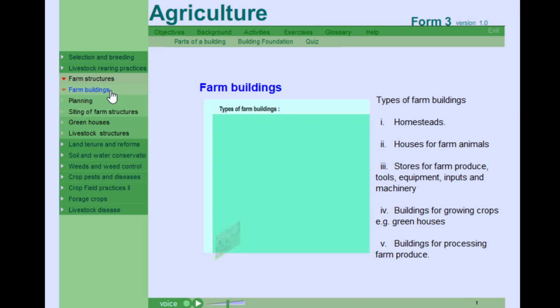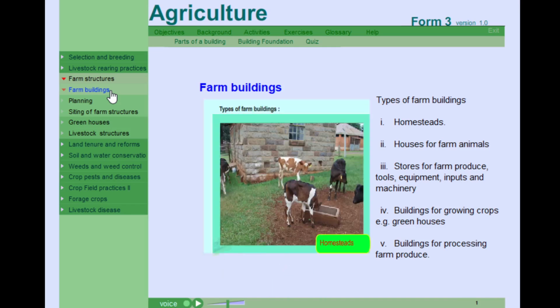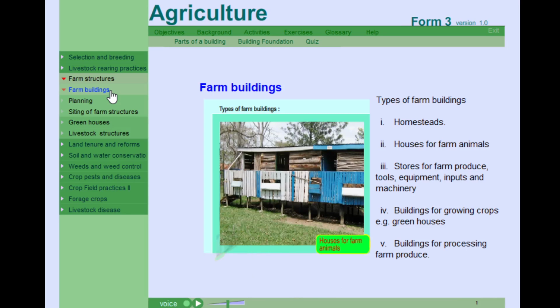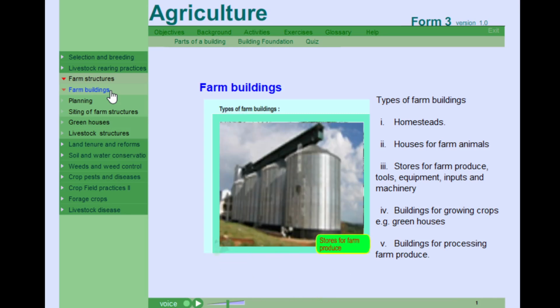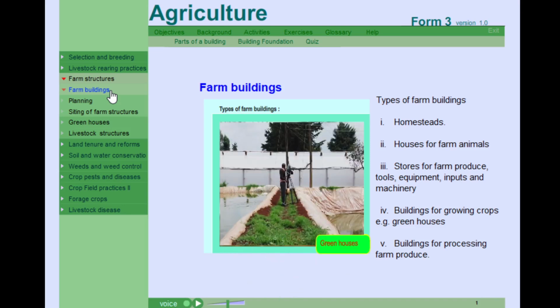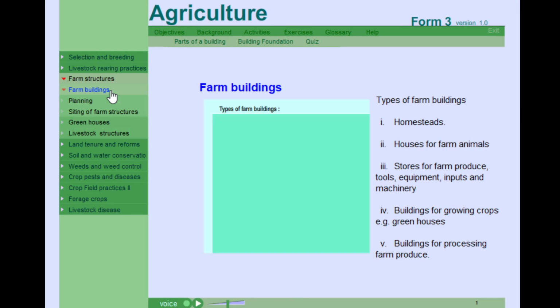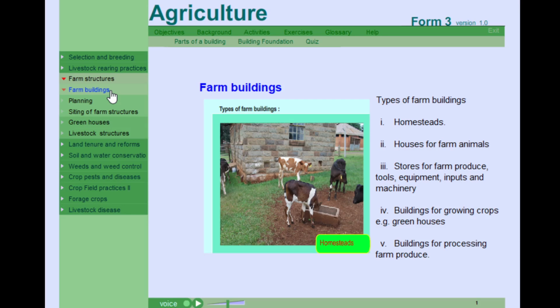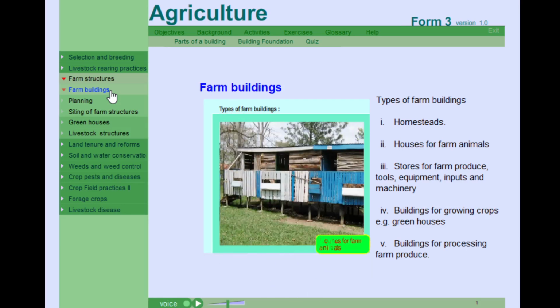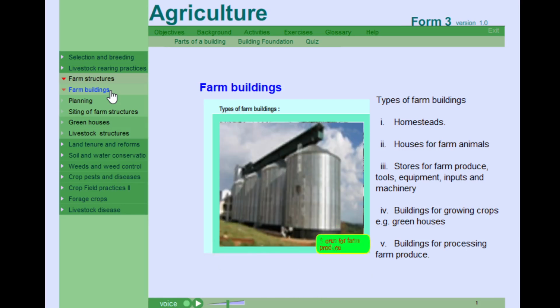Farm buildings. Types of farm buildings: homesteads, houses for farm animals, stores for farm produce, tools, equipment, inputs and machinery, buildings for growing crops, for example greenhouses, and buildings for processing farm produce.